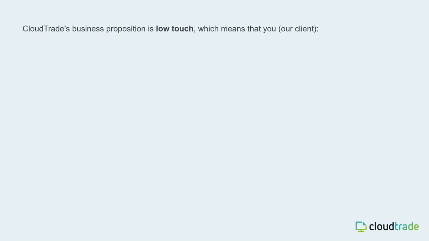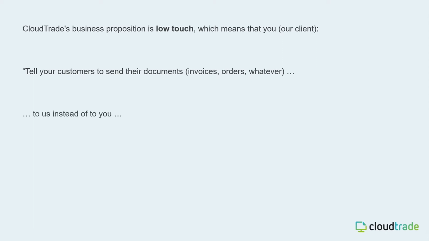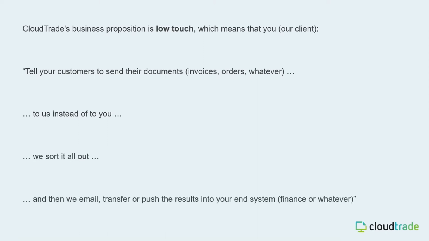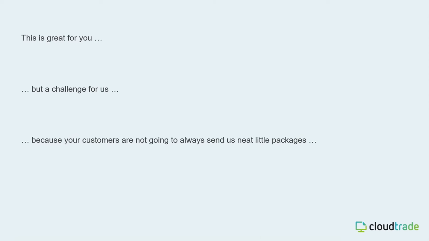CloudTrade's business proposition is low touch, which means that you tell your customers to send their documents to us instead of to you. We sort it all out, and then we email, transfer or push the results onto your end system, finance or whatever it might be. That's great for you, but a challenge for us, because your customers are not always going to send us neat little packages with one document, one file, one email.